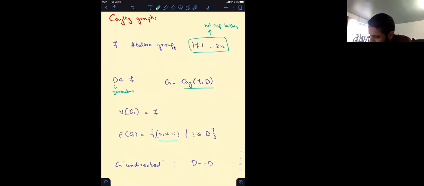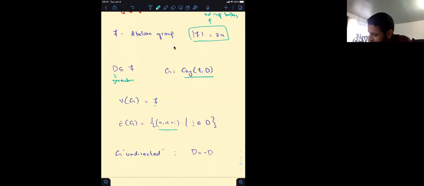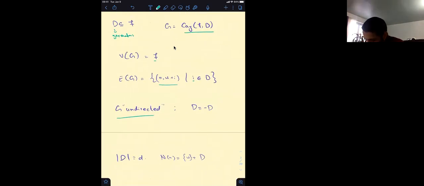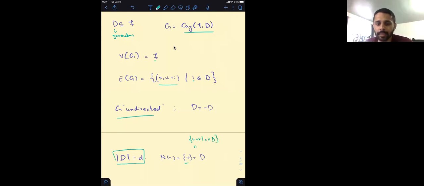And because we'll be talking about independent sets, let's assume that G is undirected. That means D is negative D, so D is minus D. So if u plus i is a neighbor, then u minus i also is a neighbor. This is just to maintain the undirectedness of the graph. So if it's a d-regular graph, then the size of this set of generators is d, and the set of neighbors of a vertex u is just u plus D, that is, u plus x such that x is in D.